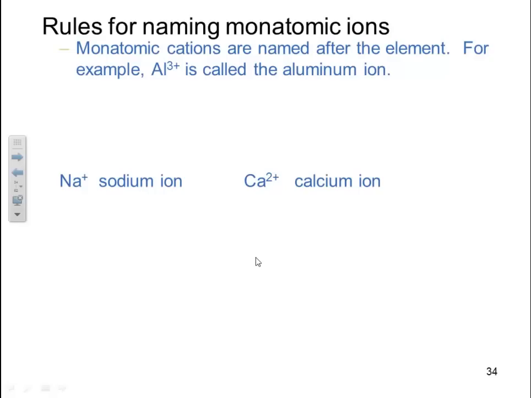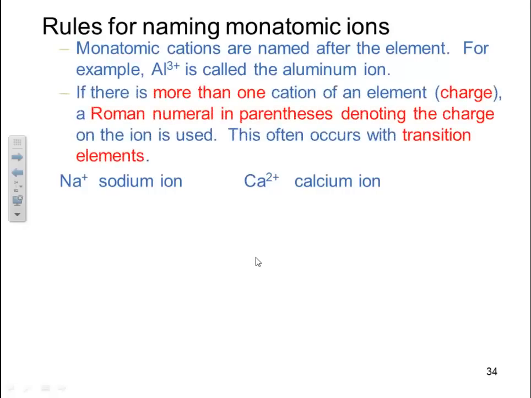But remember we talked about those transition elements, they tend to have variable oxidation states. If there is more than one cation of an element charge, a Roman numeral in parentheses denoting the charge on the ion is used. This often occurs in our transition elements. So if we talk about iron, iron could be iron 2 or iron 3. If I just say iron ion, I have no idea what the charge is. So I have to give the Roman numeral. So I have to state what the charge is when I'm writing the transition metals. That way we know what the oxidation state is. When we write the formula, we know how to write it.